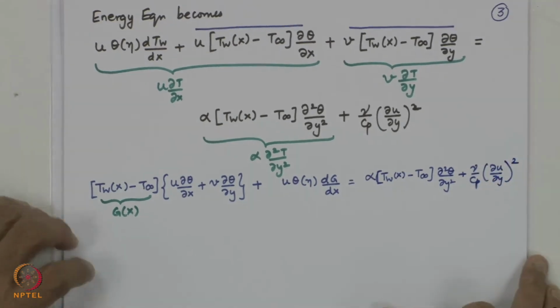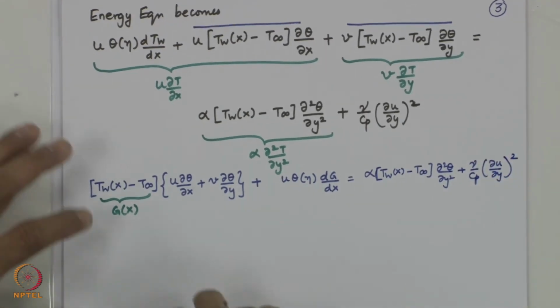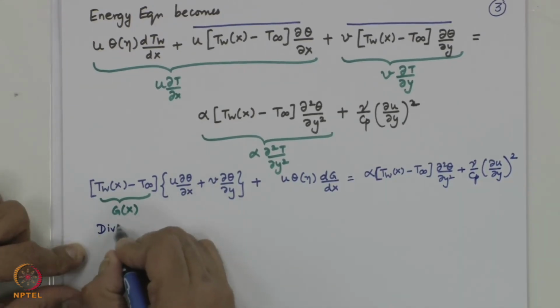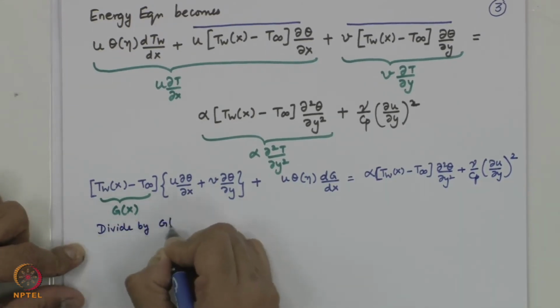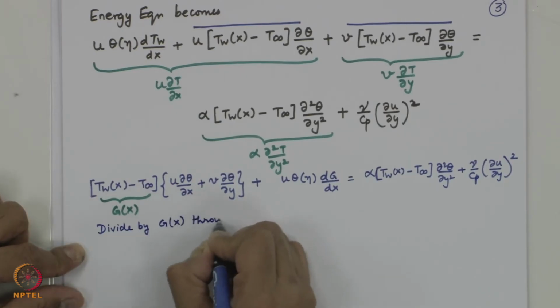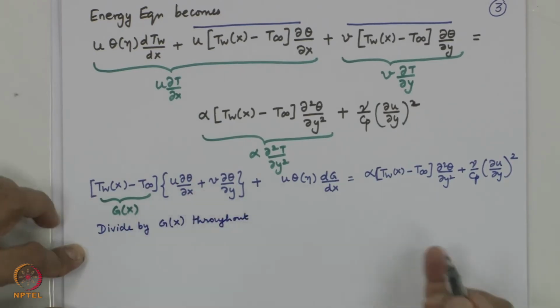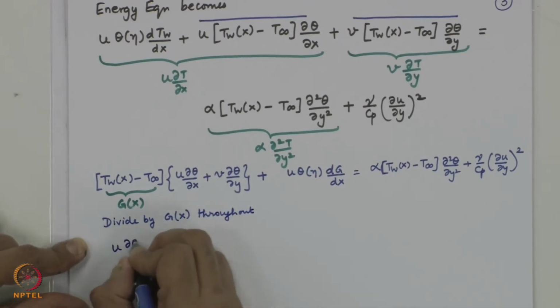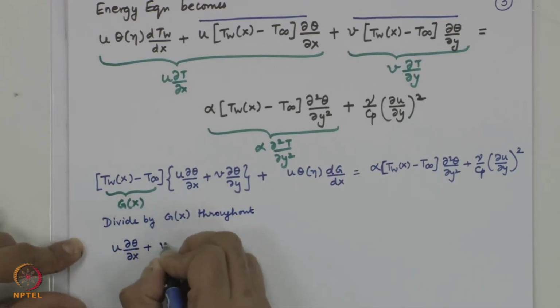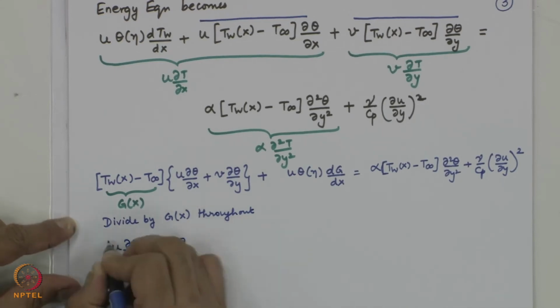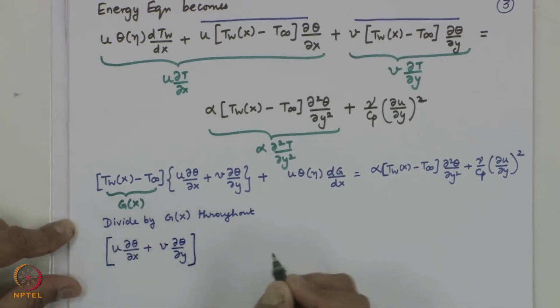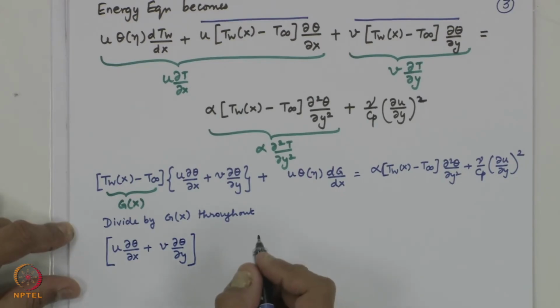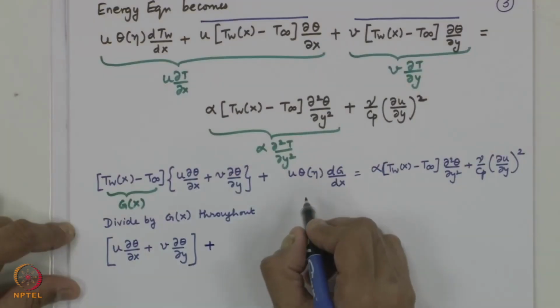I am going through all the steps because this is slightly involved. Now divide through by g of x throughout, or just call it Tw minus T infinity. So appropriately we will call. So I would get u d theta/dx plus v d theta/dy. This is exactly the way your left hand side of the energy equation was: u dT/dx plus v dT/dy. There is an additional term which is here. This is because of the variation in the wall temperature.